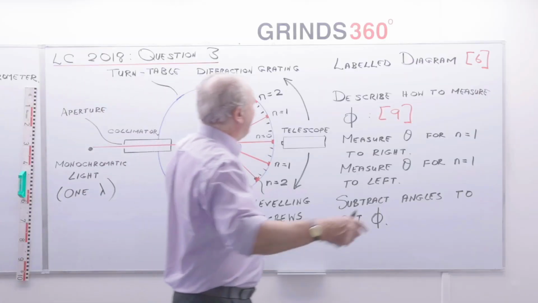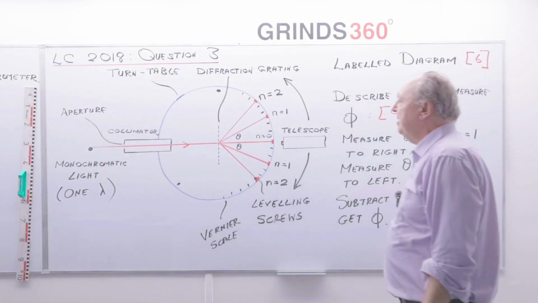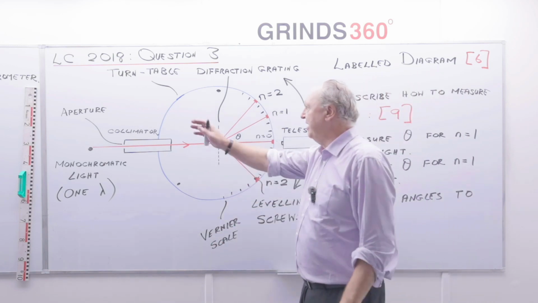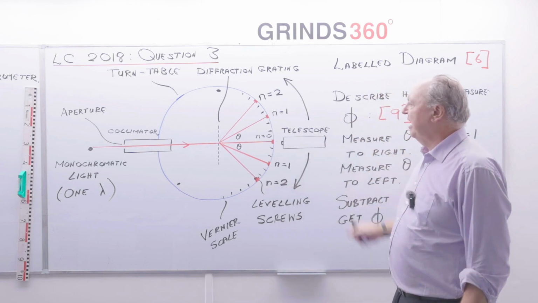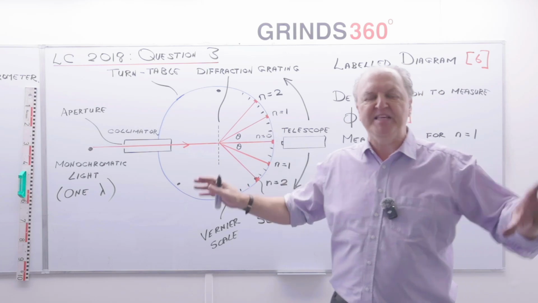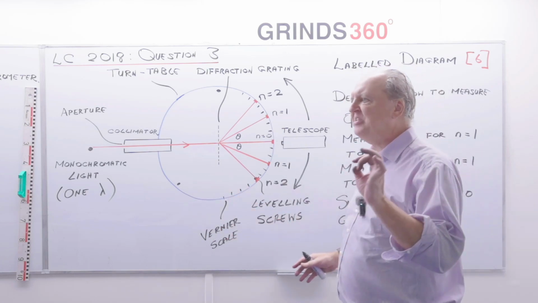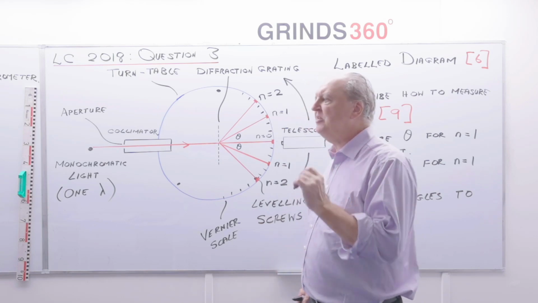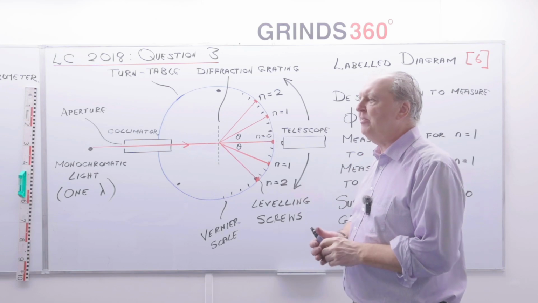So here's my labelled diagram. 6 marks for the labelled diagram. Get all the important parts in. Get your collimator in. Get your diffraction grating in. Get your telescope in. Get your turntable in. Get your monochromatic light in. So once everything is in there, you've got your full 6 marks. Then they're saying describe. So you've got to say a few words. And they're asking to describe how the angle between the two first order images was formed.